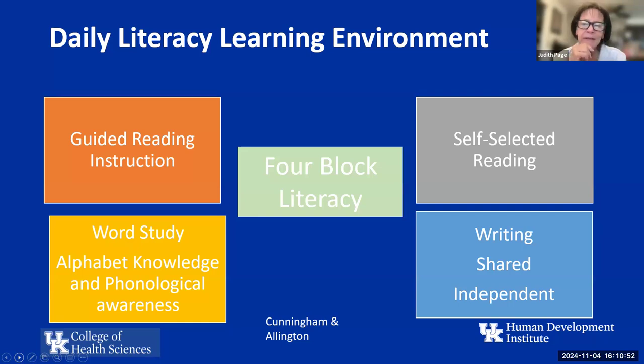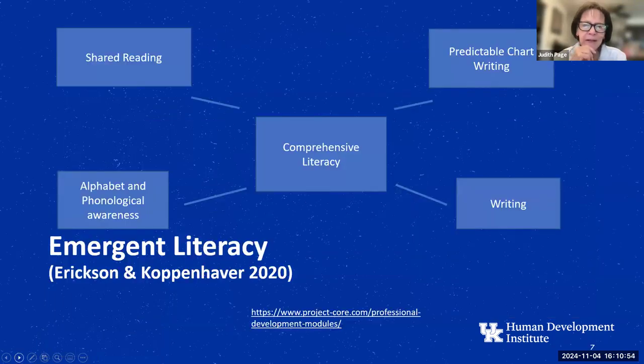Let's look at the next slide, which gives you a perspective from emergent literacy. This is from the work of Erickson and Copenhaver in 2020, and they talk about comprehensive literacy and some of the components being predictable chart writing, shared reading, which is a lot of what we'll be talking about today under the guided reading piece. They talk about alphabet and phonological awareness and writing. So it's a little bit of a revision of those 4 blocks. This comes from Project Core, and there's a reference to that at the bottom of your slide.